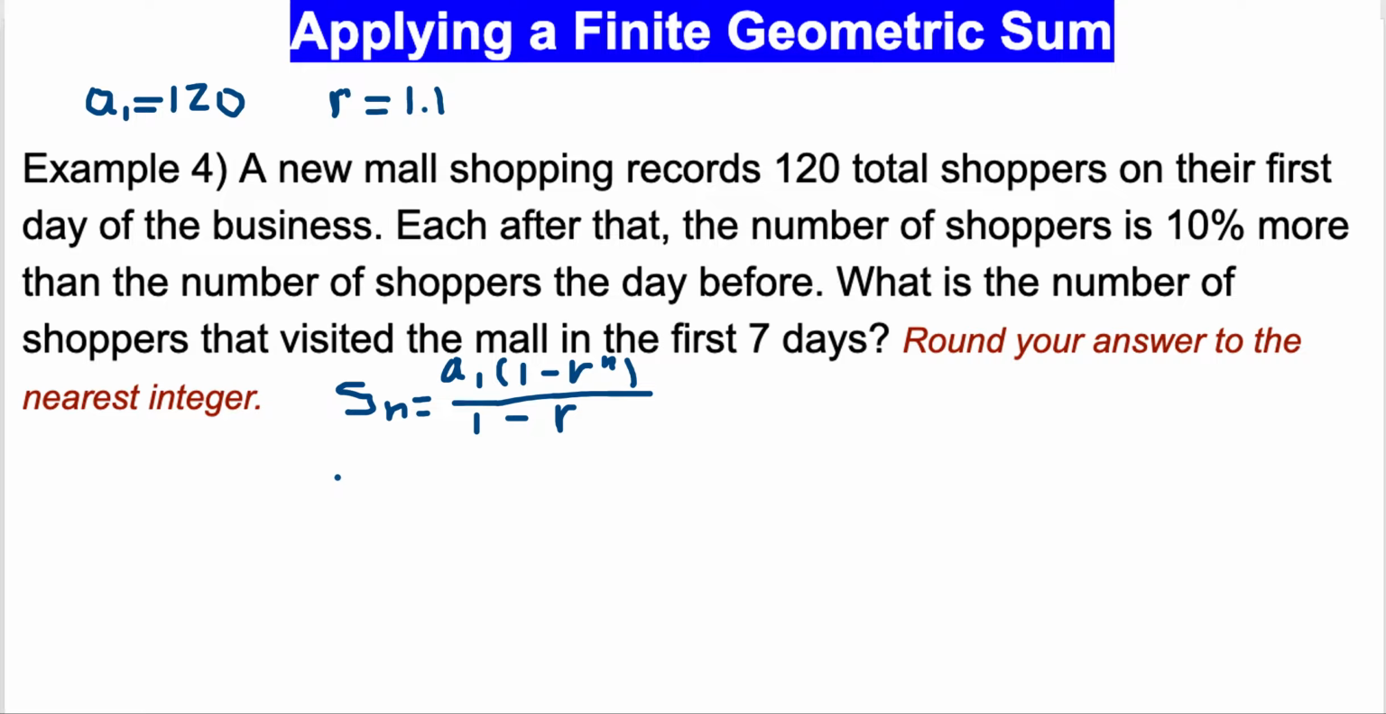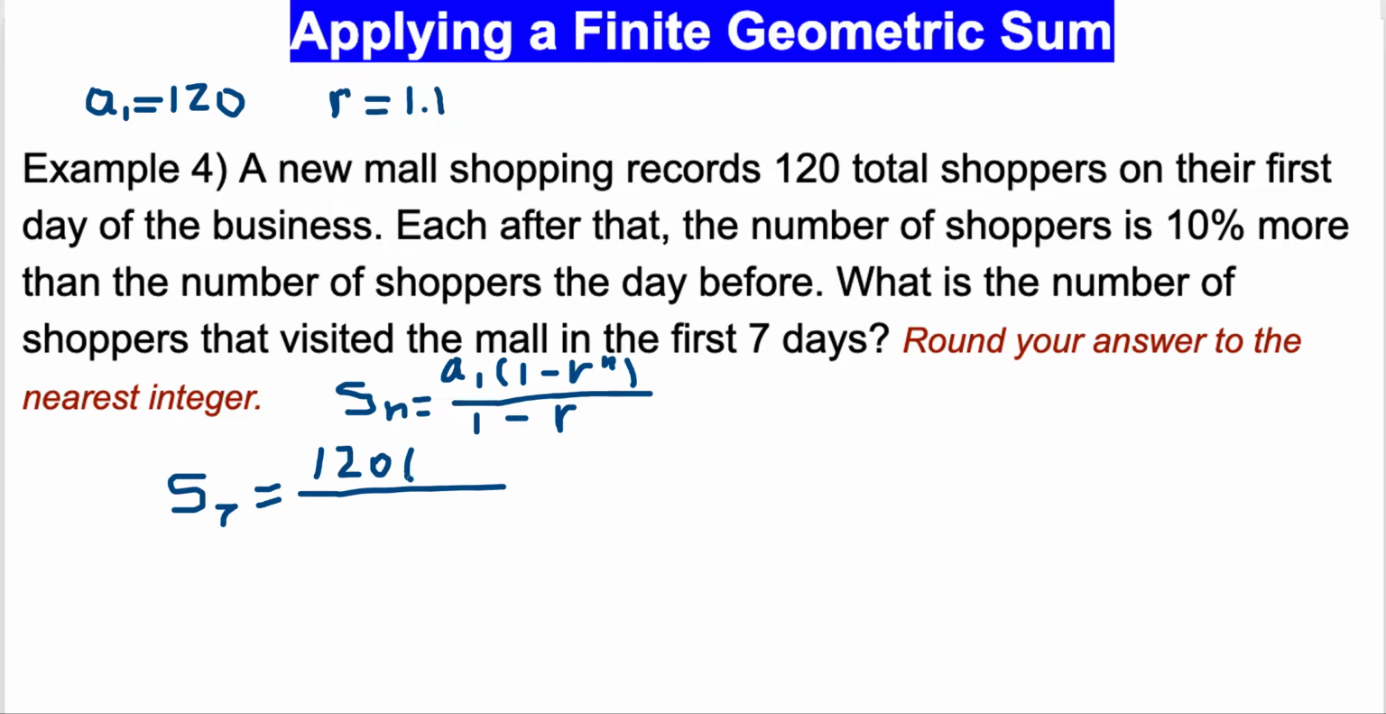And now let's plug in the numerical values in the formula. n determines how many terms there are. 7 is 7 days, so instead of n, I'm going to plug in 7. Whenever I have n, I plug in 7. And a1 is 120, so we already have 120 here.